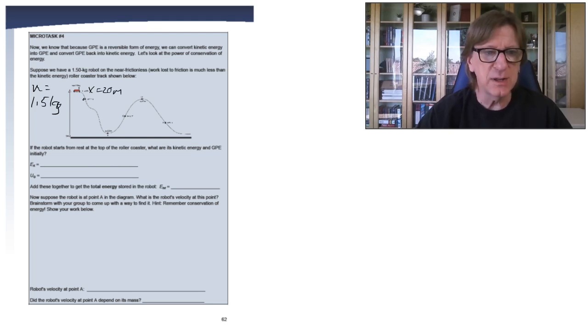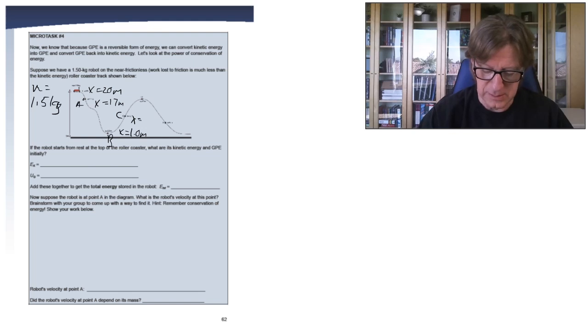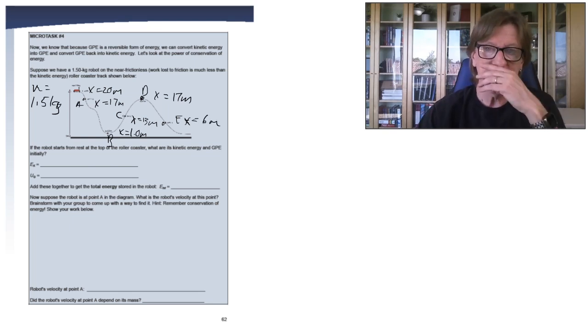At point A, which is right here, x is 17 meters. At point B, which is right here, x is 1.0 meters. This is point C, and x is, hard for me to read too, x is 13 meters. And then this is point D, x is again 17 meters. So these two, A and D, are at the same height. And then point E is down here, kind of in between. And that's going to be x is equal to 6 meters. Okay, so that's our setup.